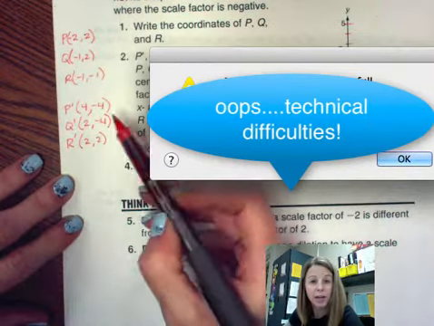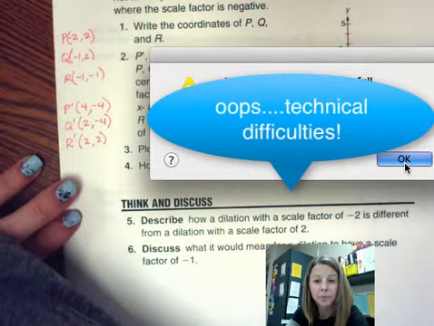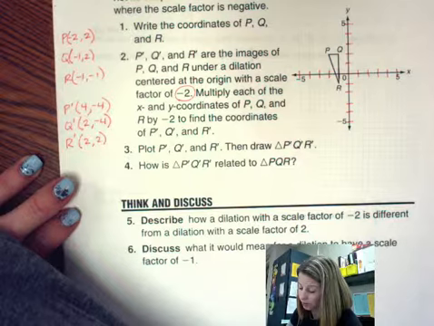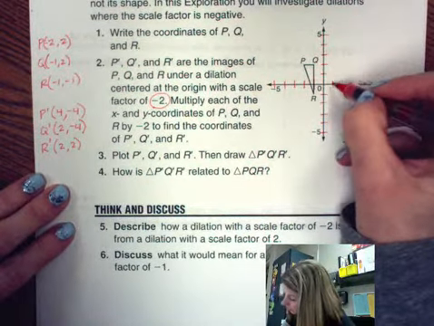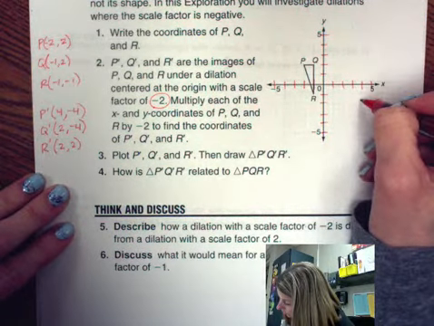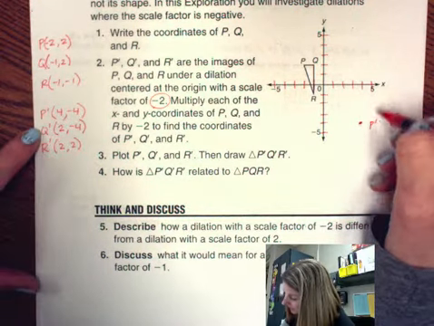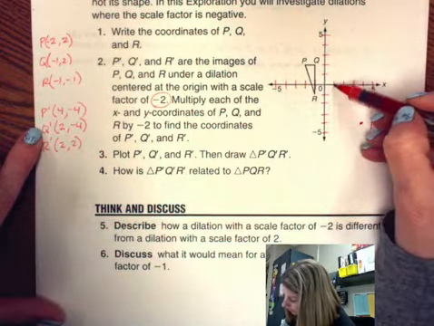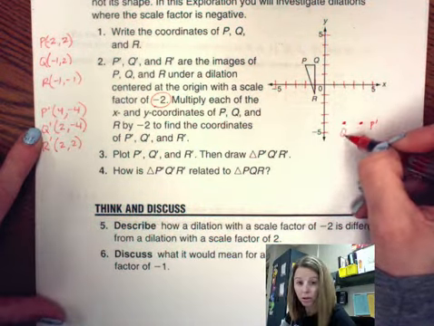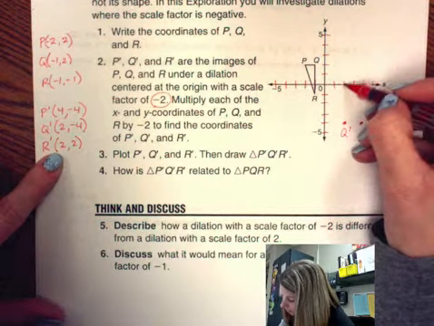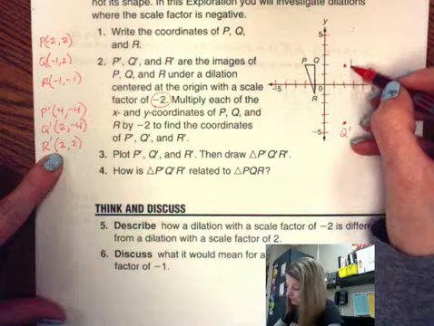Okay, so you should have found 2, -4, 2, 2. So let's graph it. 4, -4. 1, 2, 3, 4. 1, 2, 3, 4. That's P prime. Q prime is at 2, -4. 1, 2, 3, 4. Q prime. R is at 2, 2. 1, 2, 1, 2. R prime. So let's connect.